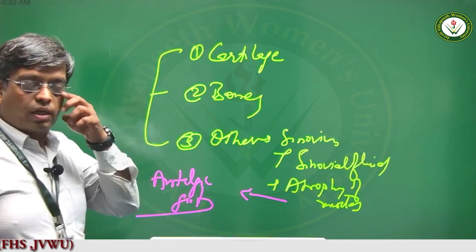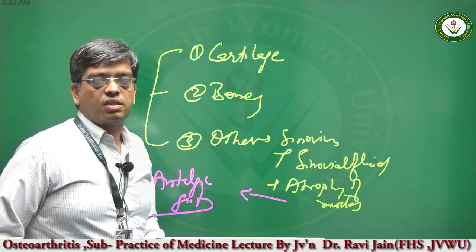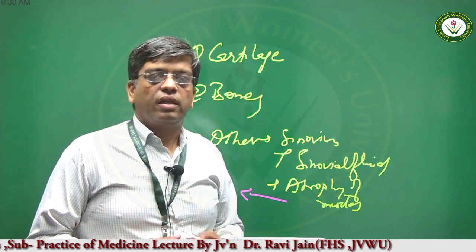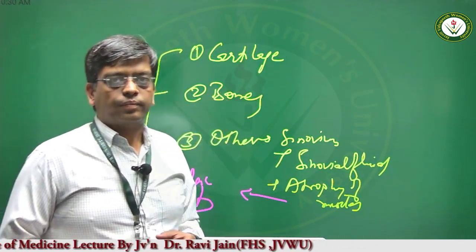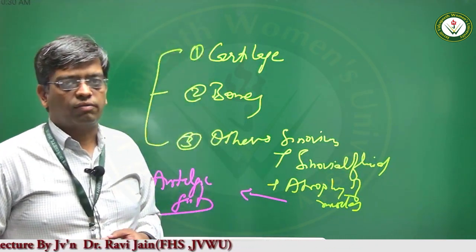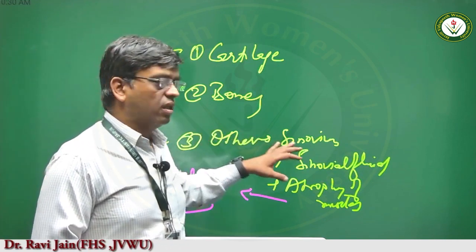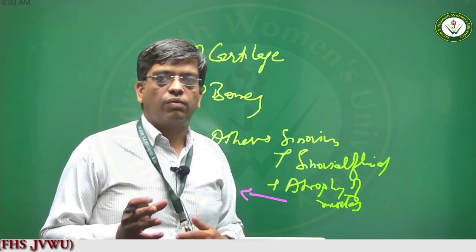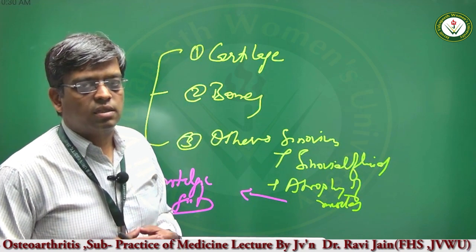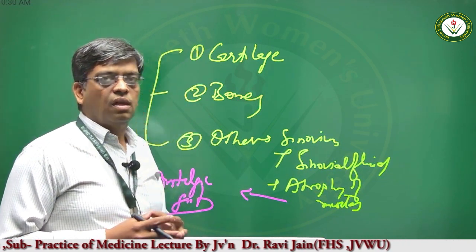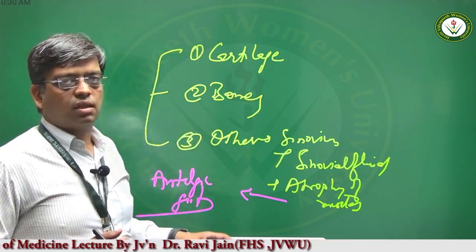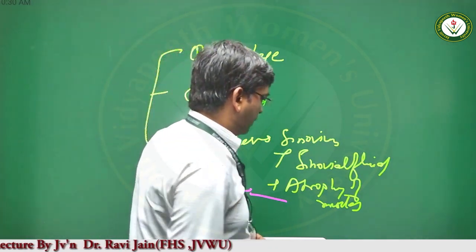The changes I have already discussed with you. In the cartilaginous changes, there is focal loss of hyaline cartilage. In the bony changes, there is new bone formation and remodeling of the joint contour. And in the other changes, the synovium becomes thick. There is weakness and atrophy of the muscles, and also the joints become stiff.